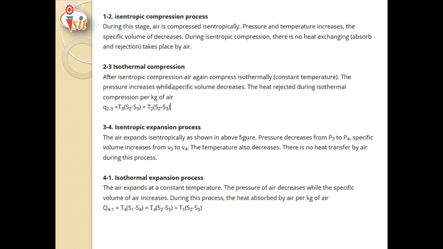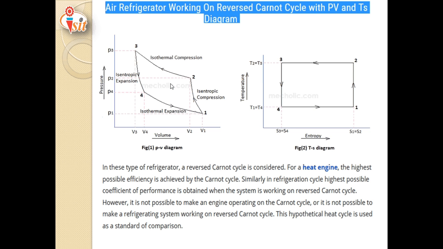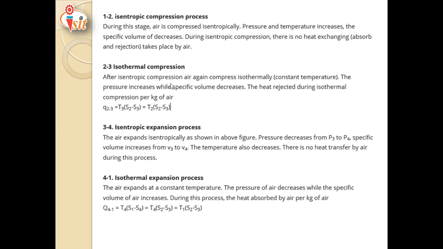During the isentropic compression process, air or refrigerant is compressed isentropically, and here pressure and temperature increase. The specific volume of the refrigerant decreases. During isentropic compression, no heat exchange takes place between the refrigerant and the surroundings. This process is shown with the help of the 1 to 2 curve, or on the TS diagram a 1 to 2 line, that is isentropic compression.